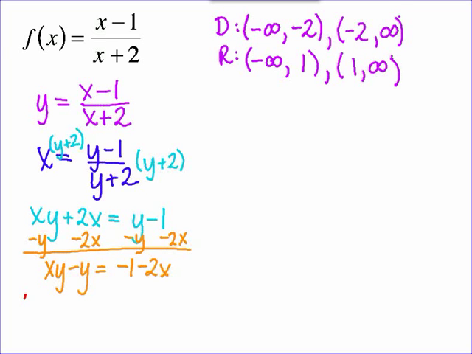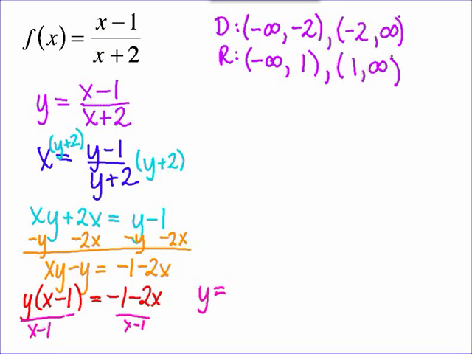Now what we do is go ahead and factor out an x, and we get y times x minus 1. So what's going to be our very last step? Divide by x minus 1, good. So here I get y to equal negative 1 minus 2x over x minus 1.